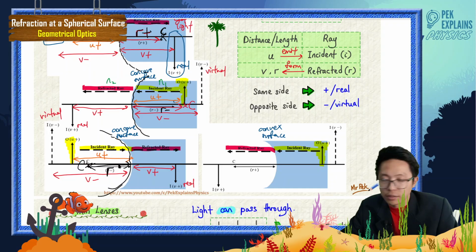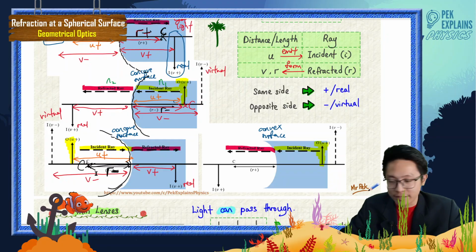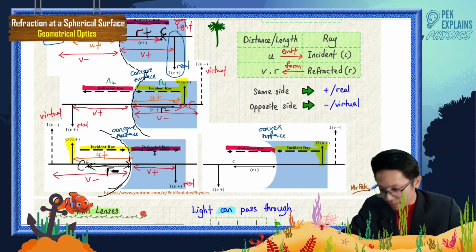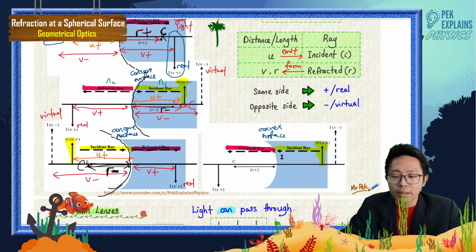R is over here. This R is opposite to the refracted ray. You see that? R is opposite to the refracted ray, so this R is negative. This R is negative because it is opposite to the refracted ray. Understand? And then how about the last example? R is opposite to the refracted ray, so it's negative.